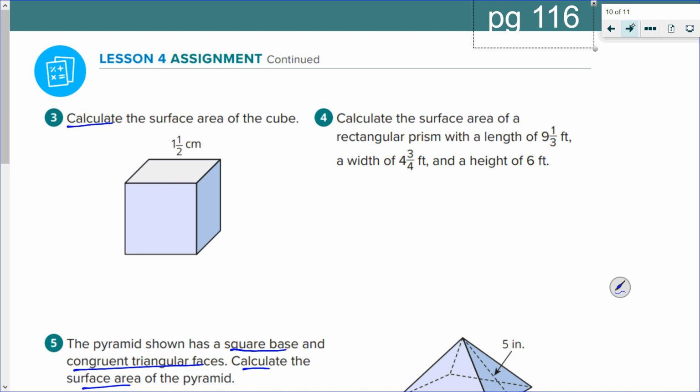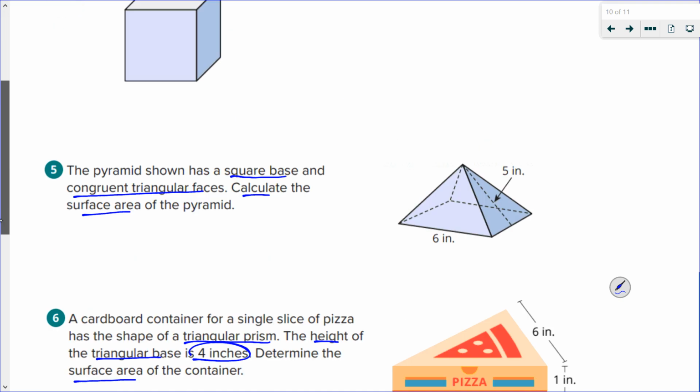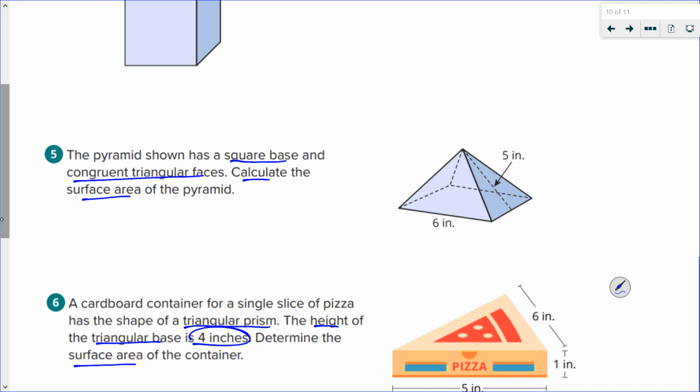Now is where we're into calculation. It says it's a cube. That tells you all you need to know about all of the side lengths. Calculate the surface area of a prism. Gave you a length, width, and height. You can draw out a net. And then the last part is a pyramid and the cardboard box. They give you all that information.